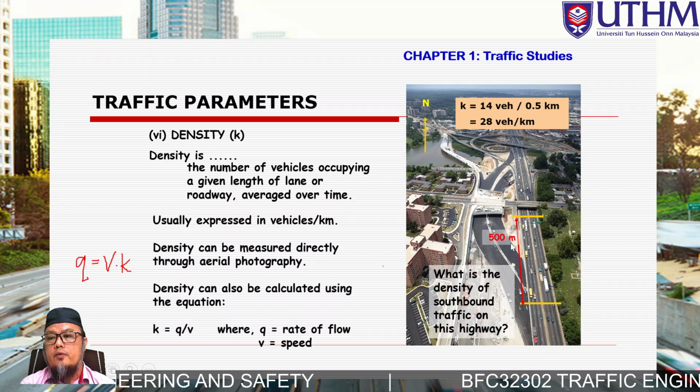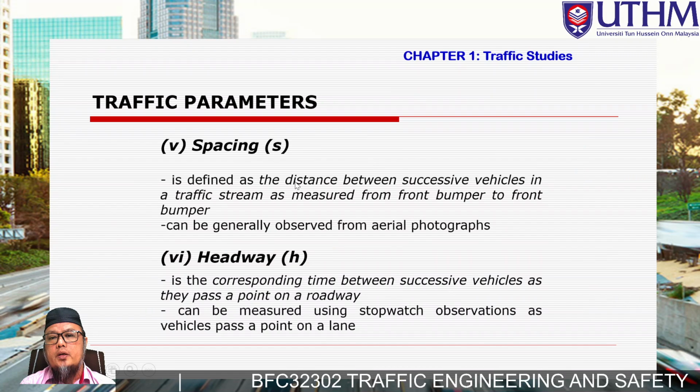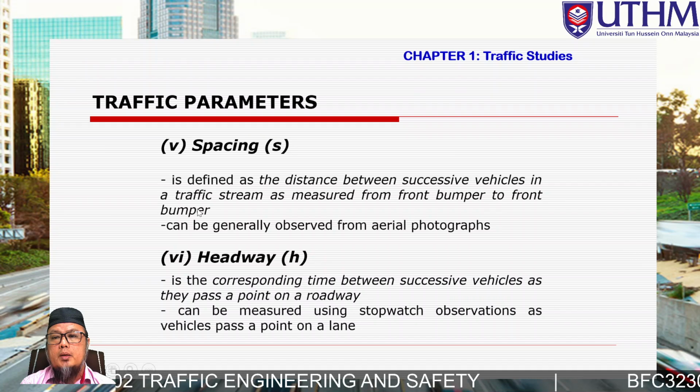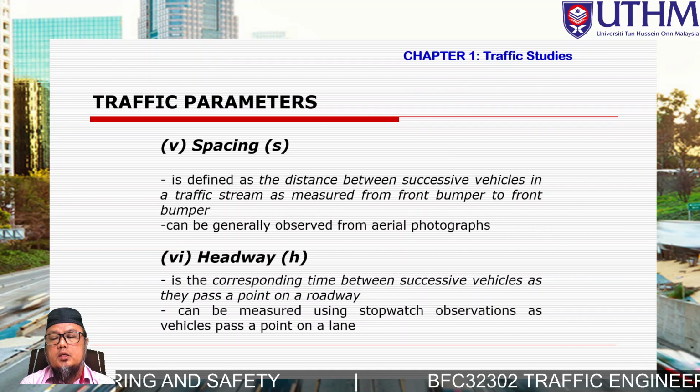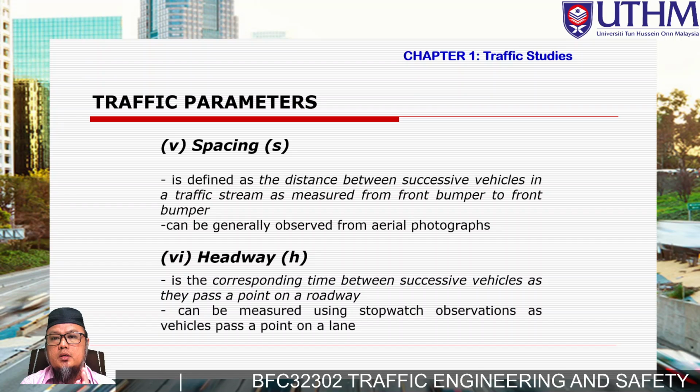Now we move to the other parameter, which is spacing. It's defined as the distance between successive vehicles in a traffic stream as measured from front bumper to front bumper. So it means we are going to determine the distance between two vehicles. Back vehicle, front vehicle, but the reference point is from front bumper to front bumper. Maksudnya bahagian depan kereta ke bahagian depan kereta. Itulah jarak dia. Nanti saya akan tunjuk illustration.